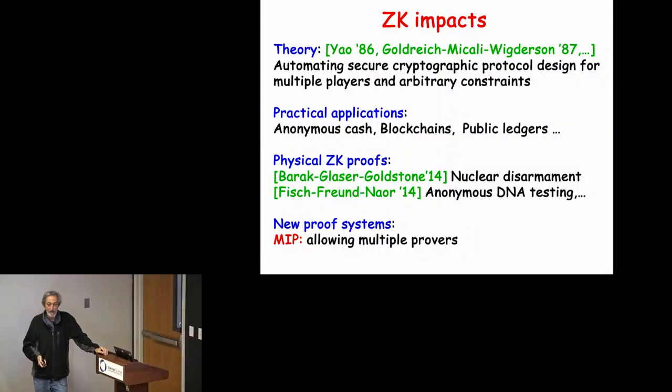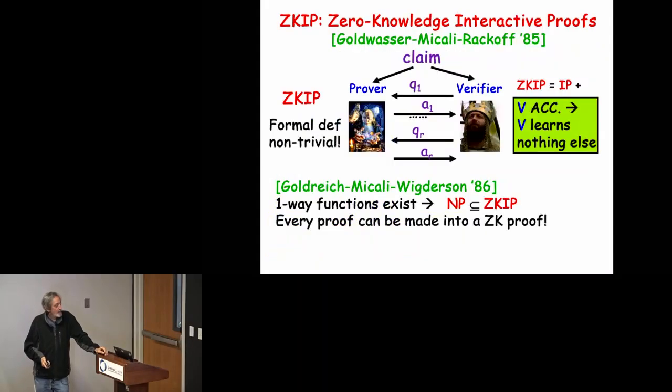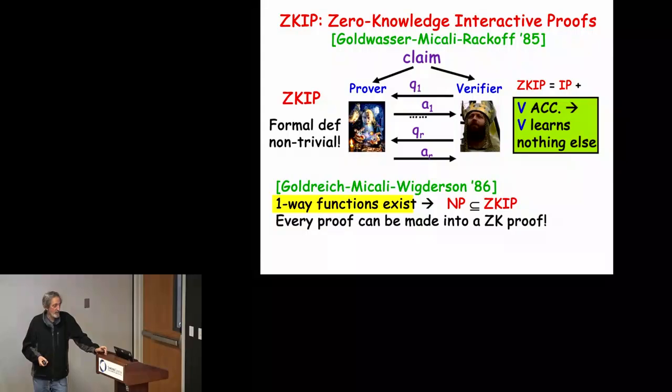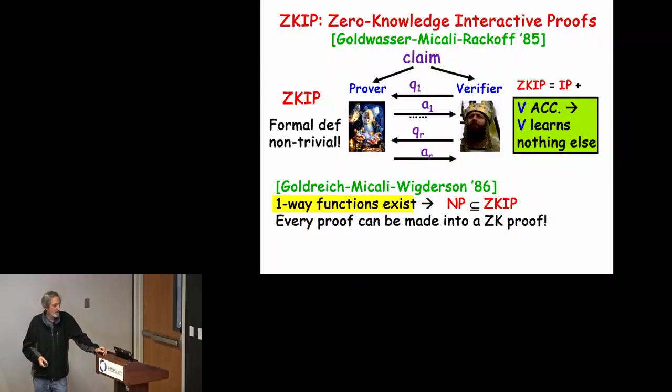But I want to tell you about how it led to new proof systems, in particular the one with multiple provers. So here's again the slide about zero knowledge, and I mentioned that it had this assumption in it, namely some complexity theoretic assumption like factoring is hard. And we were wondering whether this assumption is needed. We can prove the theorem with it. Can we prove it without it? Is cryptography necessary for zero knowledge?